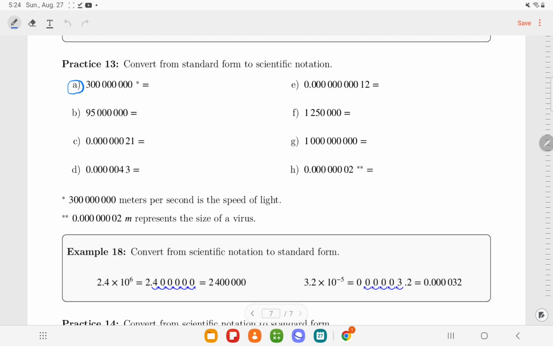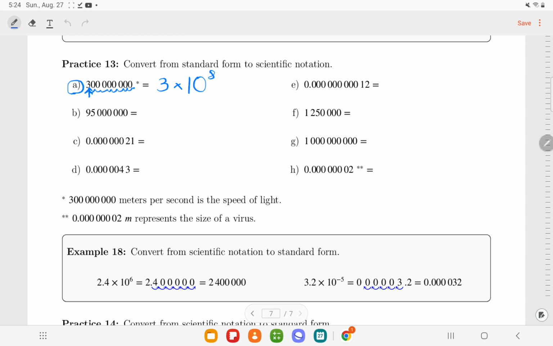So here we have a very large number. This is the speed of light, 300 million meters per second. And if we want to write it as a scientific notation, we put the point after 3. So 3 times 10, and we have to find the exponent. So we moved the point from here to here after 3. That's 1, 2, 3, 4, 5, 6, 7, 8 spots. Since the original number is greater than 1, it's positive 8. So the speed of light is 3 times 10 to exponent 8 meters per second.